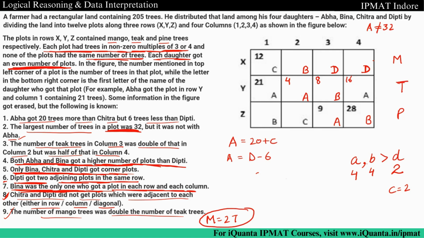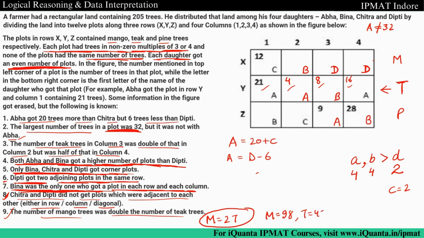So teak trees, we know the total number of teak trees if we add all of these, the second row. So 21, 4 is 25, 8 is 33 plus 16 is 49. So 2 times 49, that means 98 will be the total number of mango trees. So total mango trees will be 98.